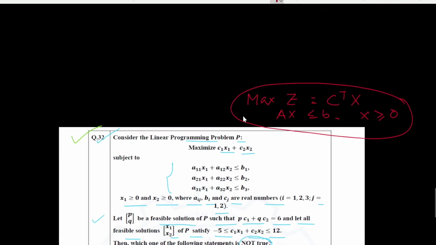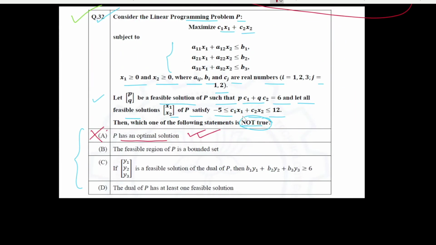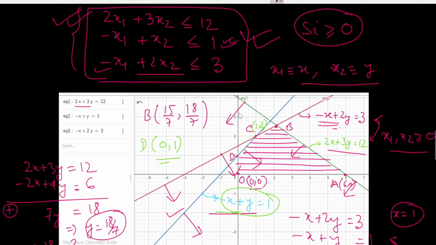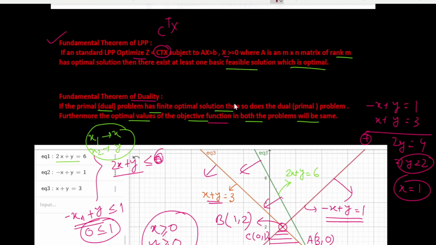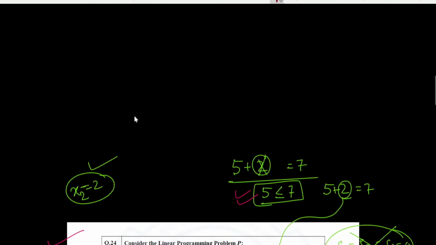Now the fundamental theorem of duality. We use the fundamental theorem of duality. It says that if the primal problem has a finite optimal solution, so does the dual. That means if the primal problem has a finite optimal solution, then the dual problem also has an optimal solution. Furthermore, the optimal values of the objective function in both cases are the same.